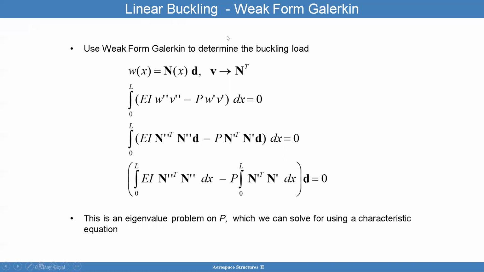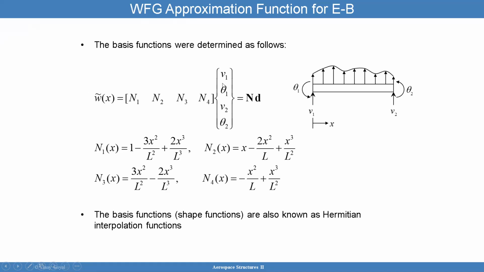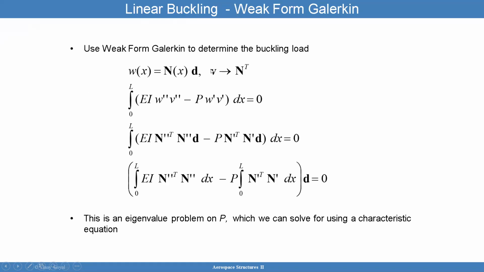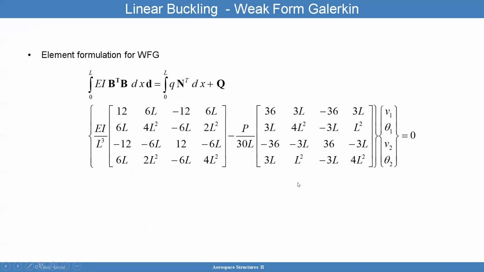The idea then was to plug in W for this approximation, N times D, which is this multiplication. And anywhere I see V, I'll substitute N transpose. When I plug it in, I get this equation here at the bottom, which is an eigenvalue problem. All these will be numbers, by the way. P will be the only thing that's unknown, and D is also unknown. So you do get an eigenvalue problem on P alone, and you can find the determinant of this matrix to find the solution.